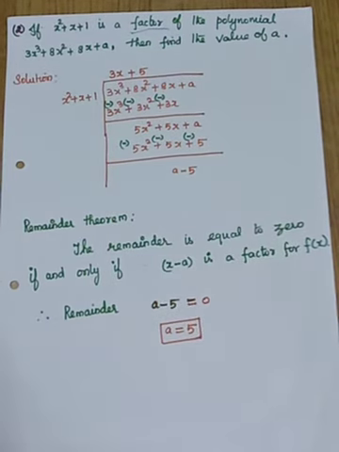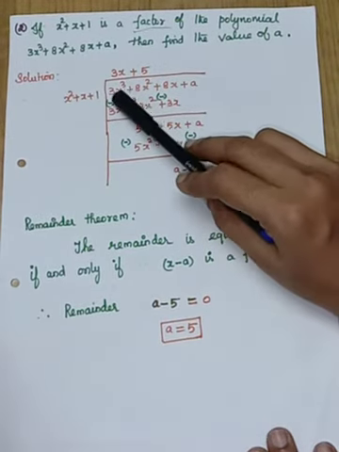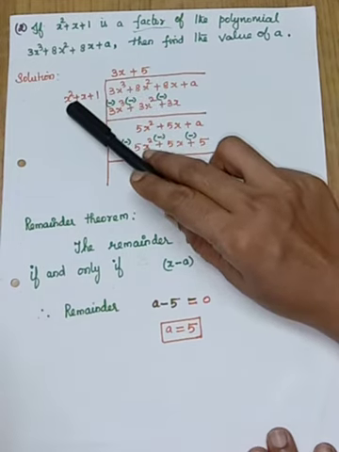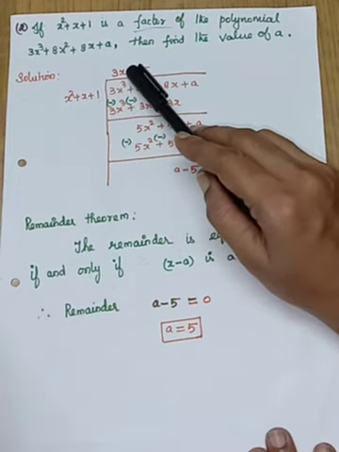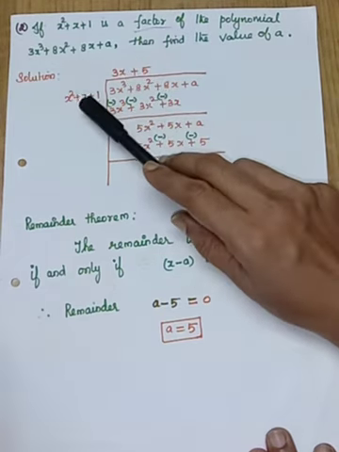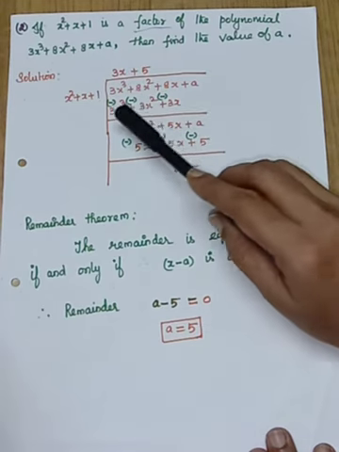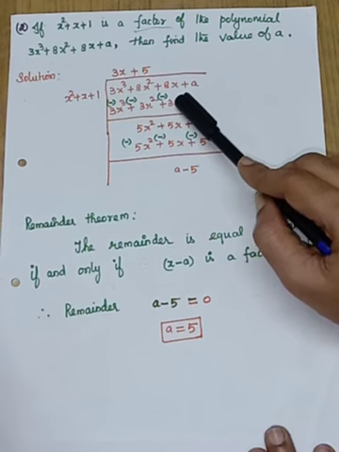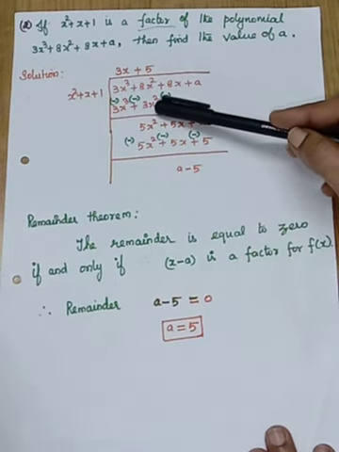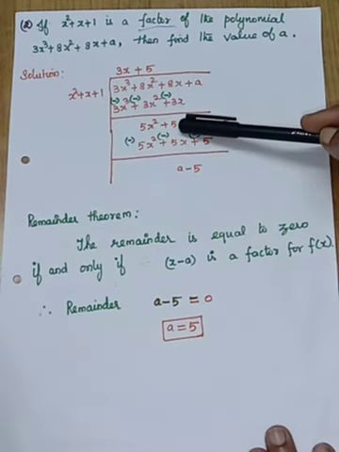First you have to write the polynomial, and here you have 3x cube. The first term is x squared, so you multiply with 3x. 3x into x squared is 3x cube, 3x into x is 3x squared, 3x into 1 is 3x, and you have to change the sign. You know very well how to divide. These two get cancelled. 8x squared minus 3x squared is 5x squared, and 8x minus 3x is 5x.